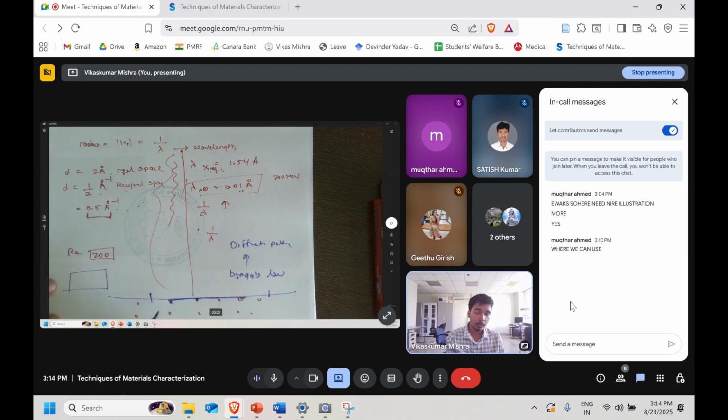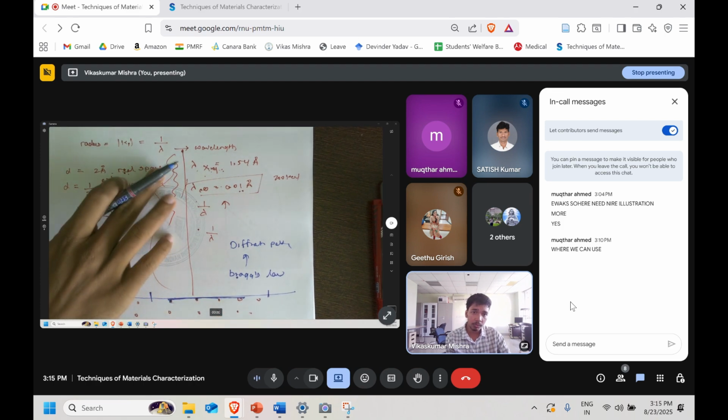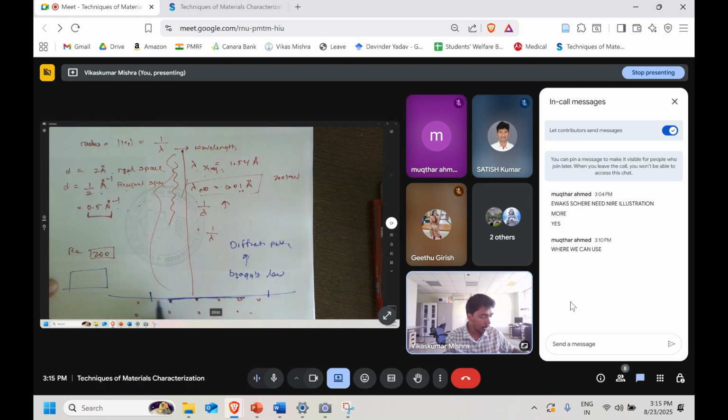So this is where the construction of this Ewald sphere will help you to know what the rate is, how much wavelength you should use, what diffraction pattern you are getting, and you can relate them with your real space. So the Ewald sphere is nothing but a condition for the Bragg's law in the reciprocal space.